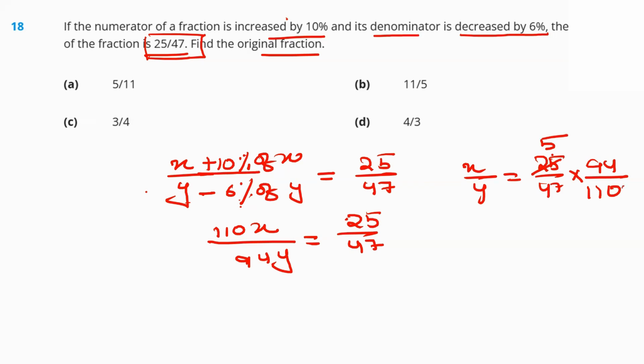25, 5 5s are 25. 5 2s are 10, 5 2s are 10 again. 22 it becomes, so 47. 47, 2 times is 94, 7 2s are 14, 4 carry 1, 4 2s are 8 plus 1, 9, 94. 47, 2 times is 94, 2 11 times is 22. So 5 by 11 is left, that's our answer.